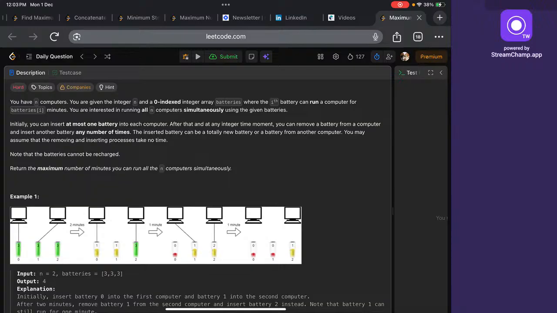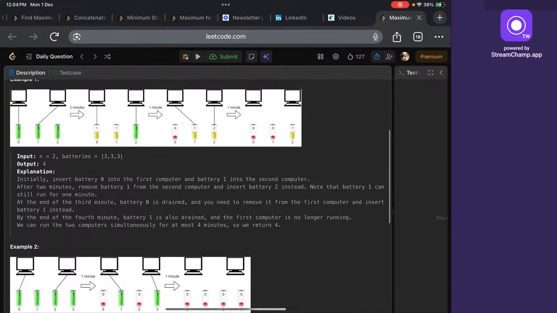So I will have batteries inserted in the computers, and they will be running. If a battery is not sufficient for that computer to work, I will insert a new battery, and I can use a battery from another computer as well. And note that batteries cannot be recharged. Return the maximum time you can run all n computers simultaneously.